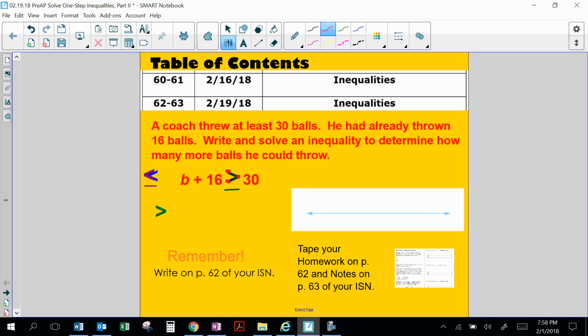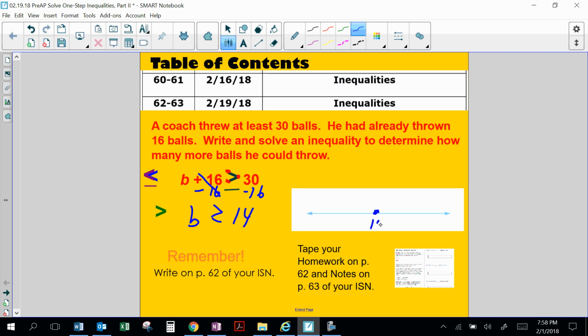So let's solve this now. How do you solve this? Remember, an equation is like an inequality, so you just solve it, ignoring the inequality sign. I want to isolate the variable b, so I need to get rid of this constant. I subtract 16 from both sides. This cancels this out. 30 minus 16 is 14. So the number of balls he can throw has to be more than or equal to 14.